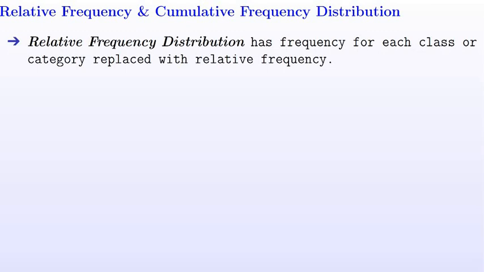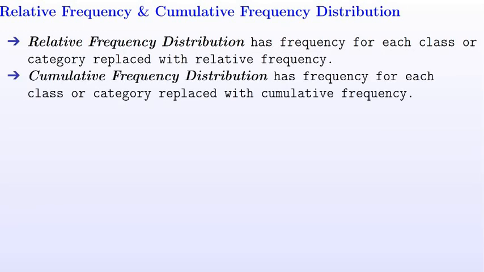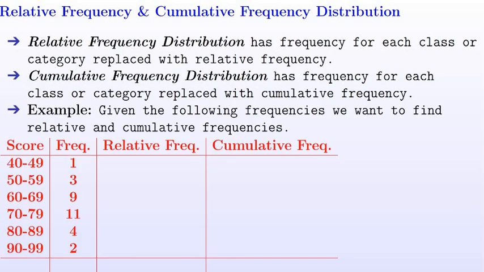Here I am going to talk about relative frequency and cumulative frequency distribution. Relative frequency distribution has frequency for each class or category replaced with relative frequency, whereas cumulative frequency distribution has frequency for each class or category replaced with cumulative frequency. For example, given the following frequencies, we want to find relative and cumulative frequencies.